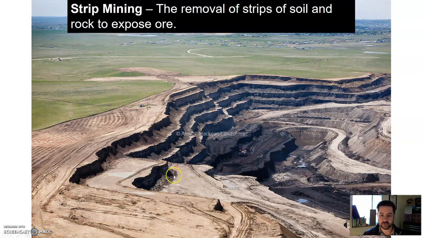So in this strip mine, you're peeling off layers of the earth to get to something below. Obviously you can see it's somewhat shallow, close to the surface. In this case, coal is what they're looking for. It's very common in strip mining.